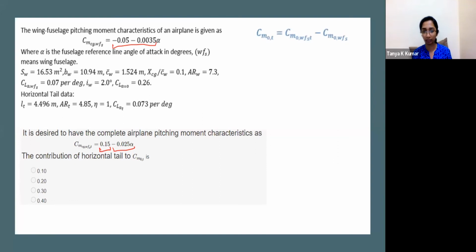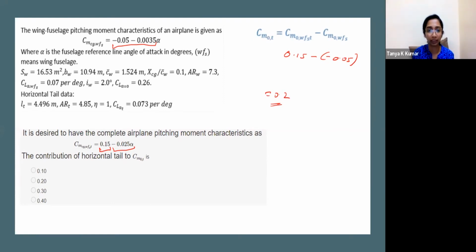CM naught tail. Contribution of tail towards the CM naught, towards the intercept. Can somebody tell me the value? All the values are given in the question. So minus 0.05 is the CM naught of wing and fuselage, and 0.15 is the CM naught of wing, tail, and fuselage. So what is the difference between those two? This value is 0.15 and this value is 0.05. What is the value? 0.2, right? Okay. Moving on.